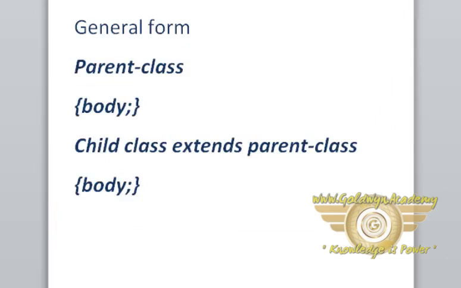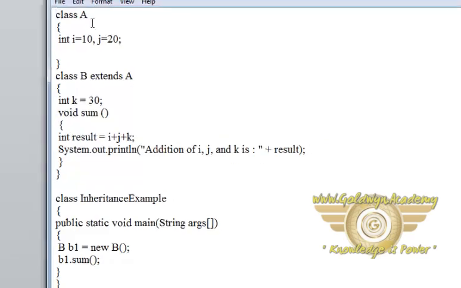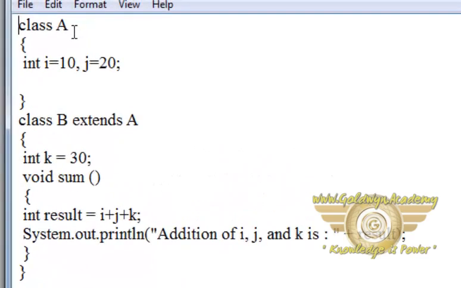Now let's take a look at an example of inheritance. Here the class name is A, which has instance variables i and j, and values are already assigned to them. Here class B extends A, which means A is superclass and B is subclass. In the method sum, we are going to use the variables i and j of the superclass. This is a very simple example of inheritance.